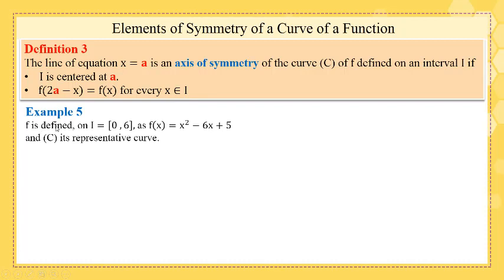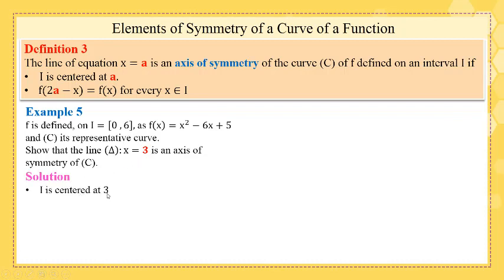Example. f is defined on I equals 0, 6 by the following expression. Show that the line delta of equation x equals 3 is an axis of symmetry of C. Here a equals 3. Is 0, 6 centered at 3? Yes, 0, 6 is centered at 3, since 0 plus 6 over 2 equals 3.